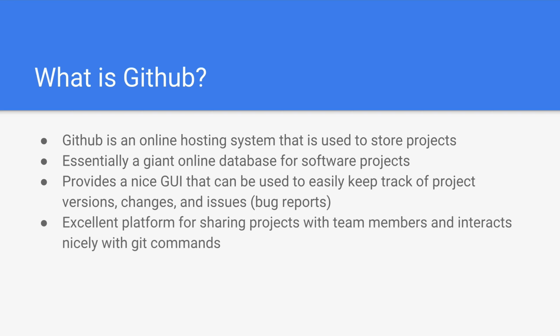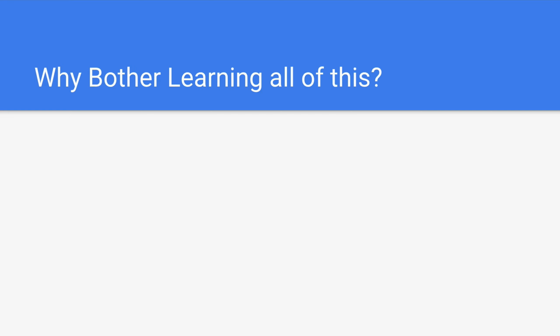This makes it an excellent platform for sharing projects with team members, and it really interacts very nicely with Git commands as well. I mean, the word Git is right in the name GitHub. So in essence, GitHub is just a big online database where we can store our projects, and we can use Git commands to interact with the version control aspects of GitHub. So why bother learning all of this then? We know what these things are, but how are they useful to us in general?